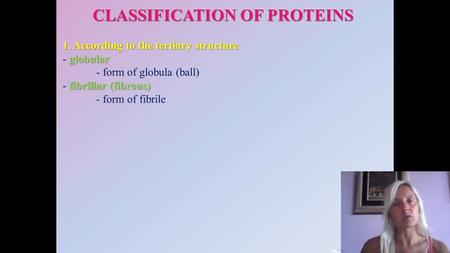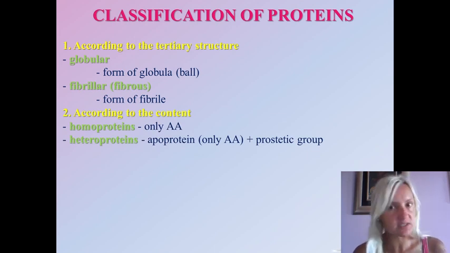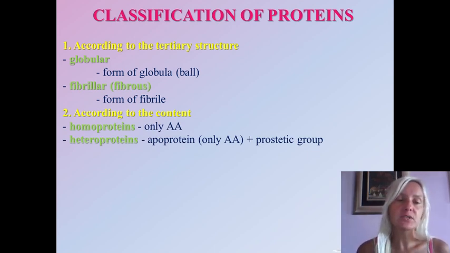They tend to form globules or balls. And fibrillar proteins or fibrous proteins, they tend to form fibrils. The second way to classify is according to the content of a protein. And according to this, proteins are classified to homoproteins. Those are proteins containing only amino acids in their structure. And heteroproteins, those are more complex proteins, more heterogeneous proteins.